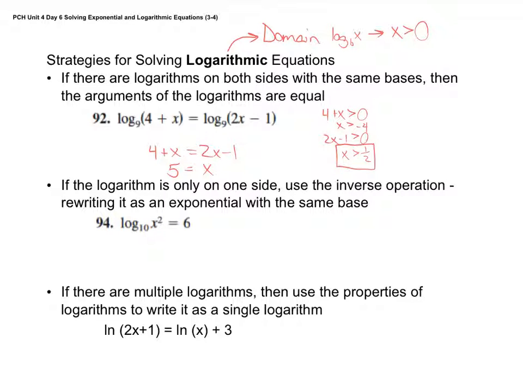Now, our second case here is when we have a logarithm only on one side, and it's similar to when we had an exponential on one side. When you had an exponential, you rewrote it as a logarithmic equation. Here, we're going to rewrite it as an exponential. So what's the base of our logarithm? 10. To what power? 6. 10 to the 6th power equals x squared. And then you can square root, and x is 10 to the 3rd.